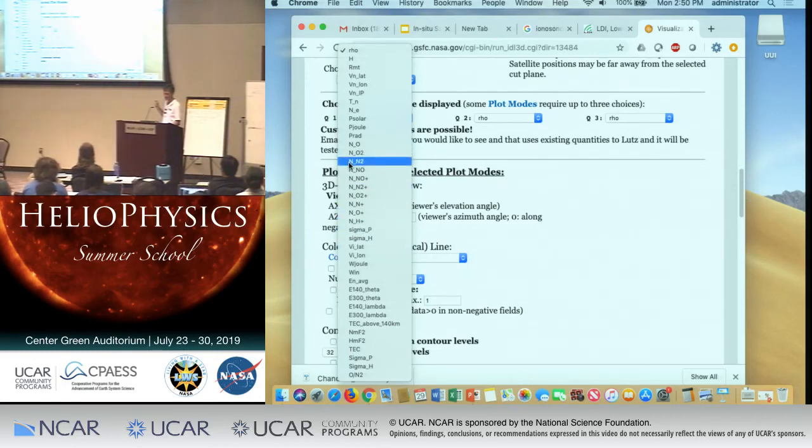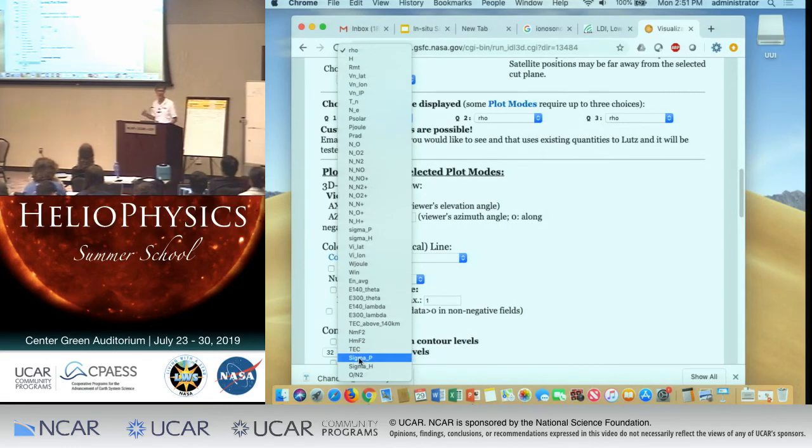Solar cycle of O to N2. If you're interested in the total neutral density, you just add these three up, if it'll do that, and you can get a total neutral density as a function of the solar cycle. But NMF2 and HMF2, I'm interested. TEC above 140 kilometers, I don't know why they do that. But this does cut out the plasmasphere based upon just the title of this page.